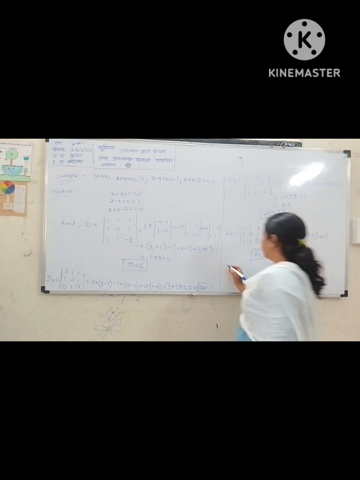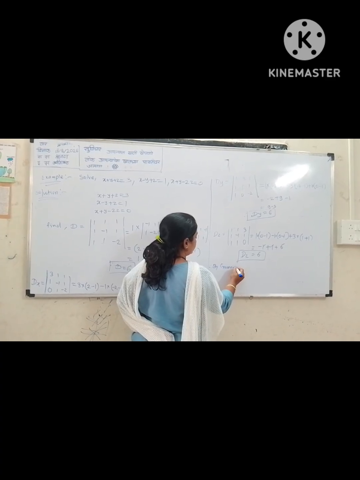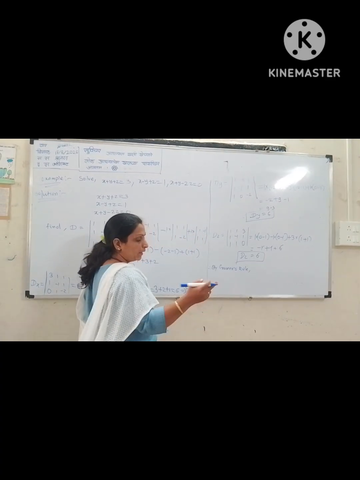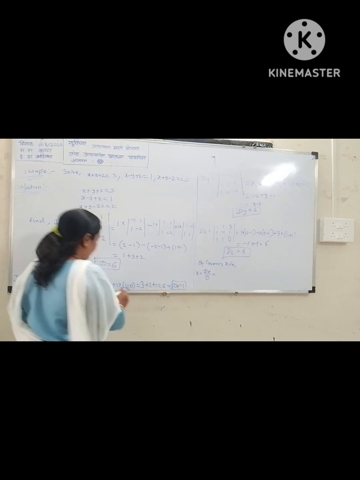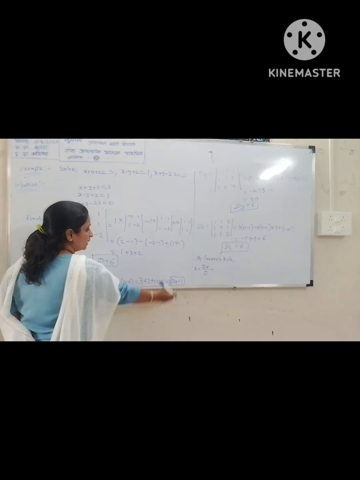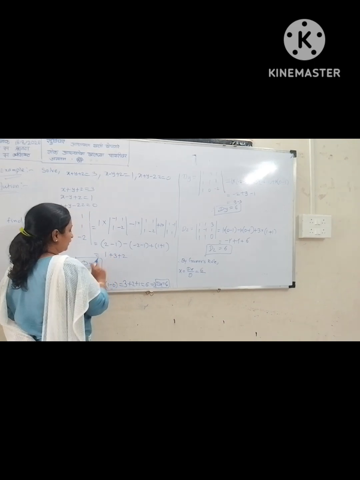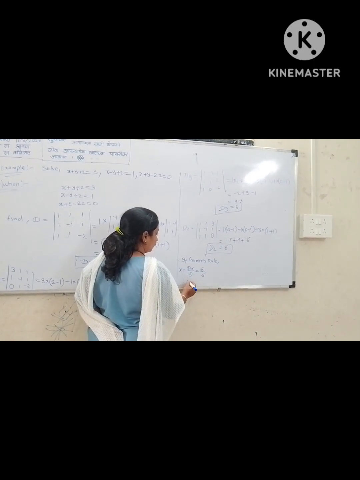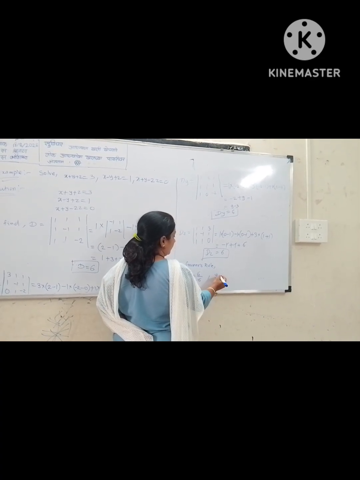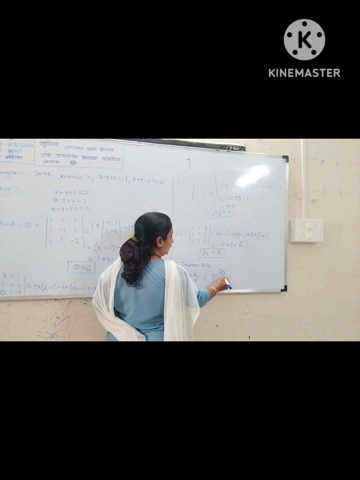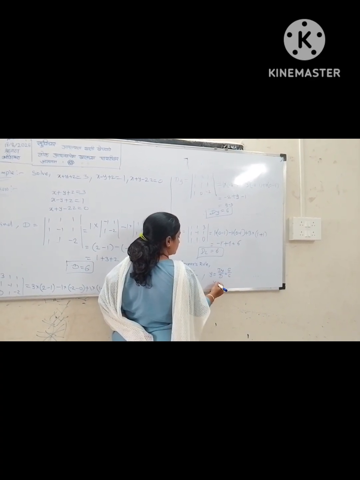Okay. So according to Cramer's rule, x is equal to Dx upon D. What is Dx? The value of Dx is 6. Put here 6. What is the determinant D? 6. Okay. Therefore, what is the value of x? 6 upon 6, 1. Similarly, what is the value of y? Dy upon D. Dy is 6 and D is also 6.